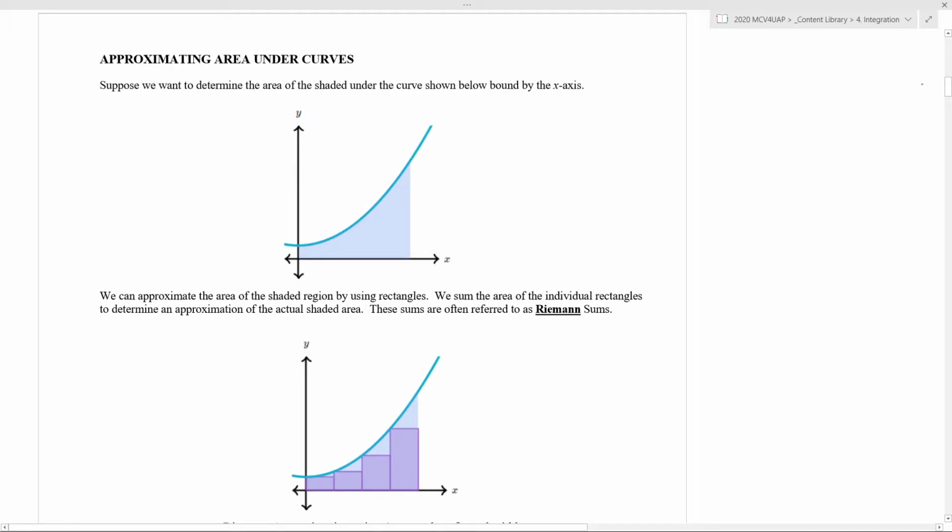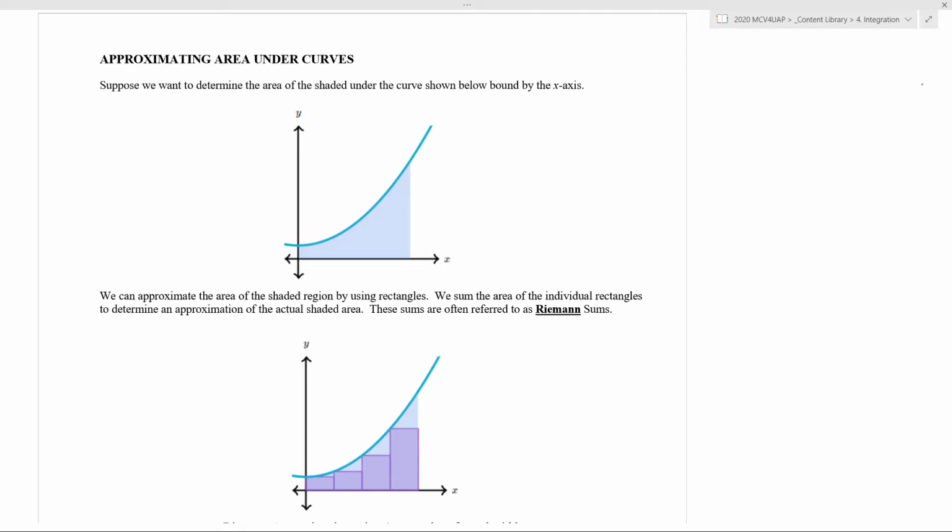Okay, so suppose you want to determine the area of the shaded region under a curve, bound by the x-axis. So it's everything below the curve but above the x-axis. And typically, you're going to be integrating from some x value to another x value. And that would give you that shaded blue area you see under the curve in the first diagram.